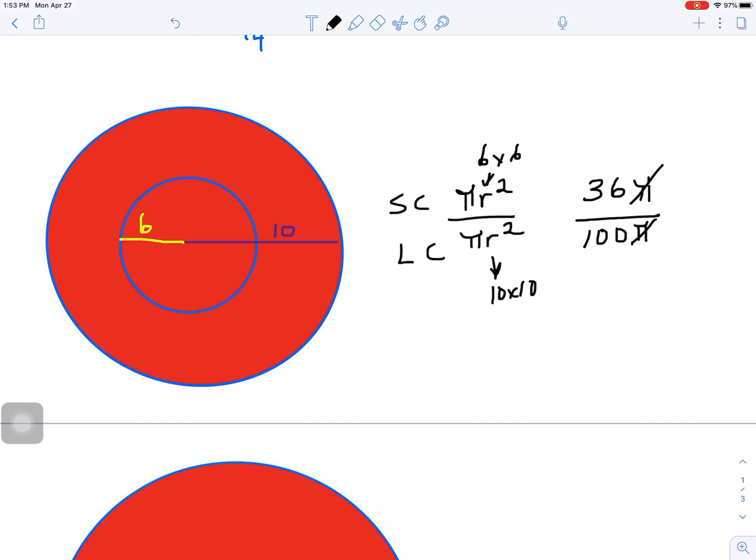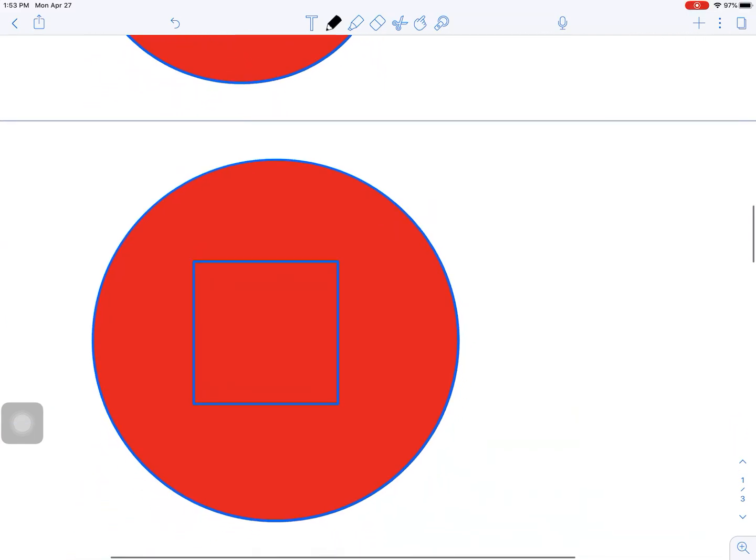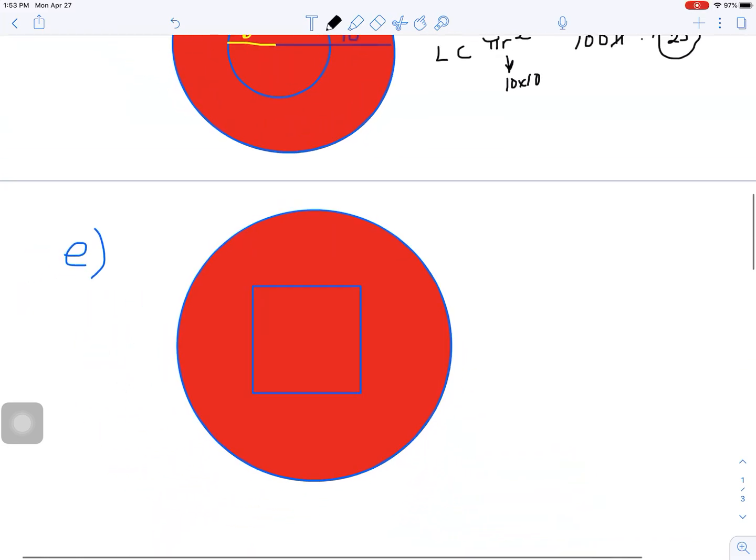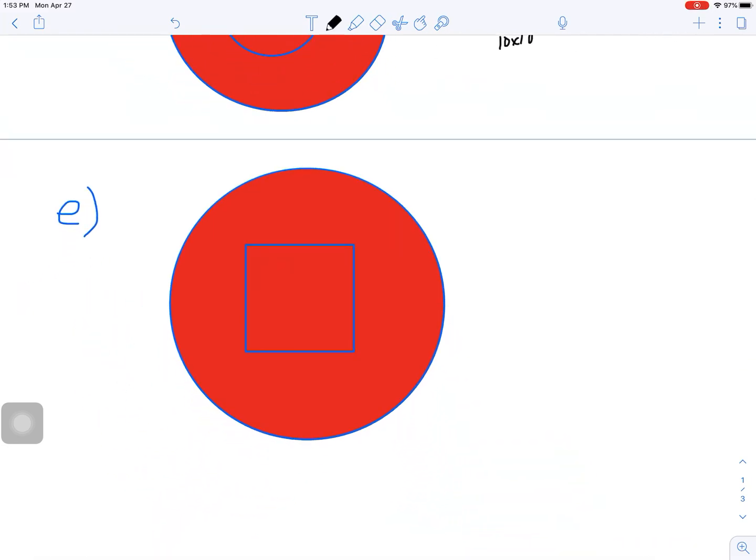We can divide both by 4 to get us 9 over 25. So the probability of it landing in the smaller circle rather than the larger circle is 9/25. Okay. Moving on to E.